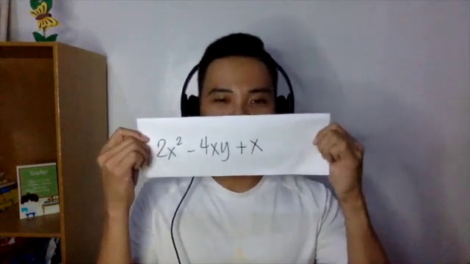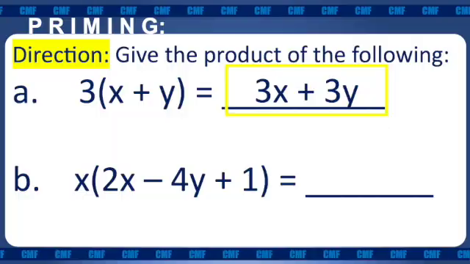Okay, so how do we do this one? Just distribute the 3, the first factor, the first integer, and then distribute it to the second one, the x + y. So we get 3x + 3y. Next, letter B, x times (2x - 4y + 1). Let's distribute the x to the 2x, the minus 4y, and the 1. So we get 2x squared minus 4xy plus x.